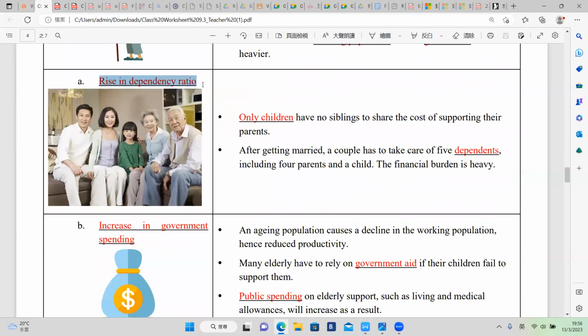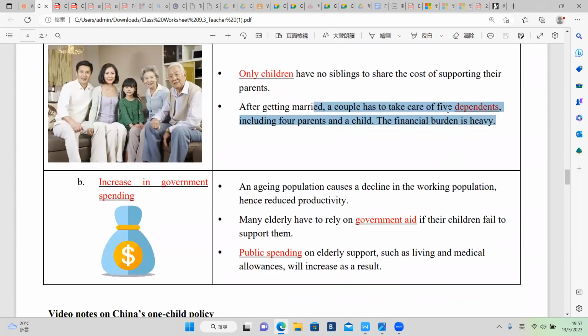The rising dependency ratio. Only children have no siblings to share the cost of supporting their parents. For example, one girl has to find a job and support her father and mother, and also her grandmother and grandfather on the father's side, and the grandfather and grandmother on her mother's side. Then the children of today, when they grow up, may have extra burdens, because they have to take care of 5 dependents.